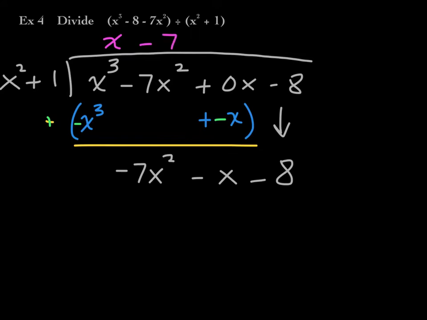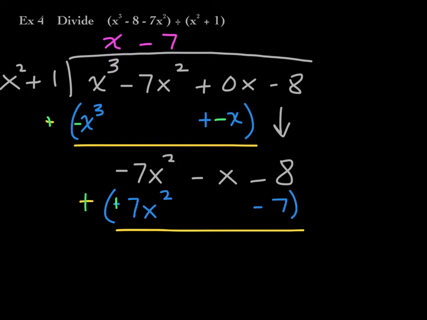So now I take each term in my divisor and multiply it by negative 7. X squared times negative 7 is negative 7x squared, and then 1 times negative 7 is negative 7. I put parentheses right away, and then I will subtract. And don't forget to be careful with your signs. Okay, I'll make sure that looks like a plus sign there. All right, cool. So then what you're left with is a negative x minus 1.